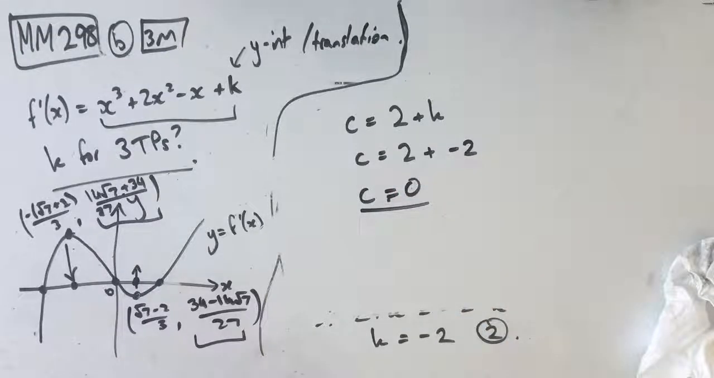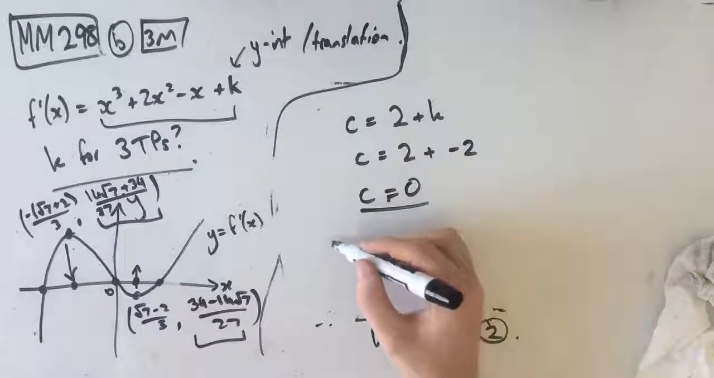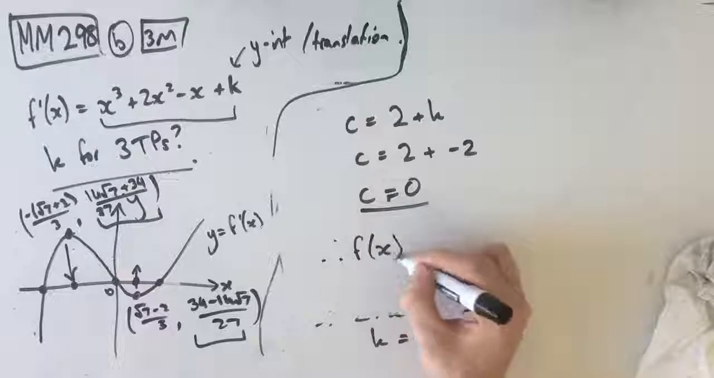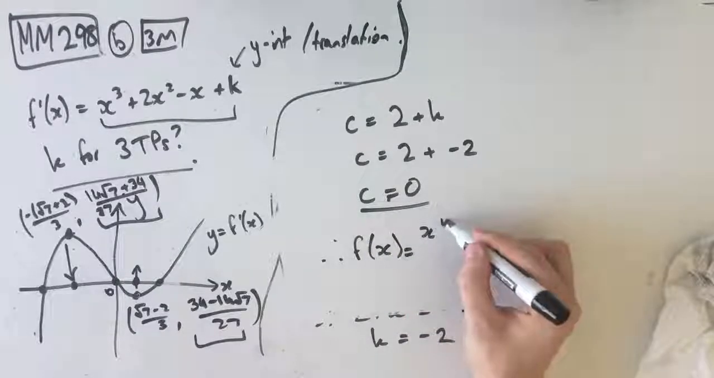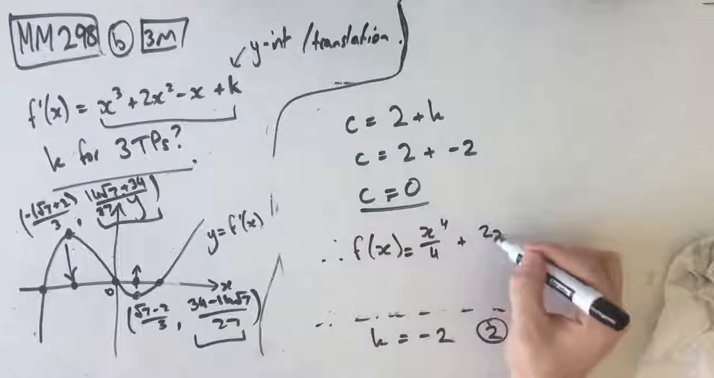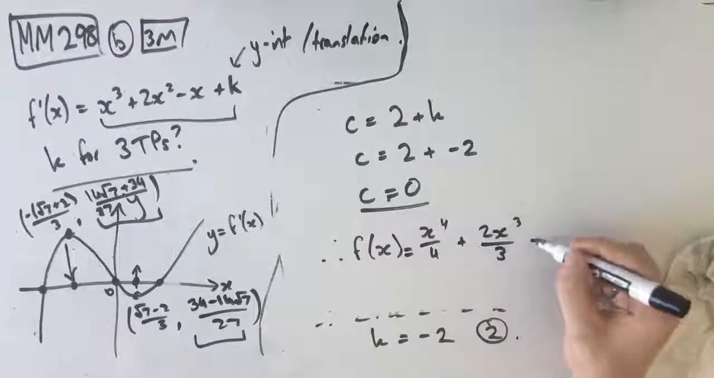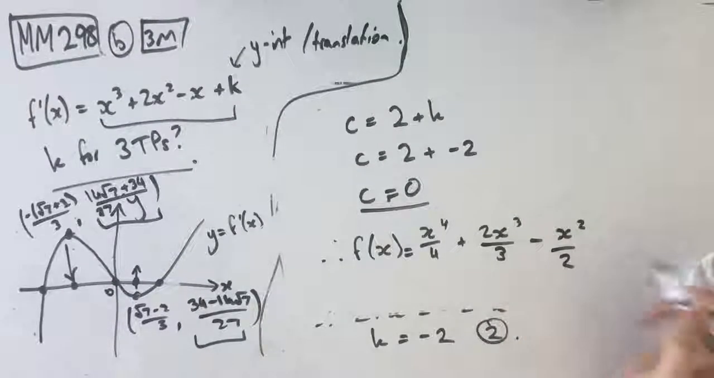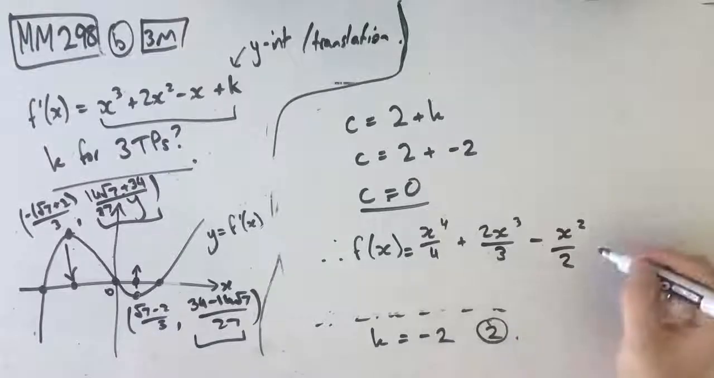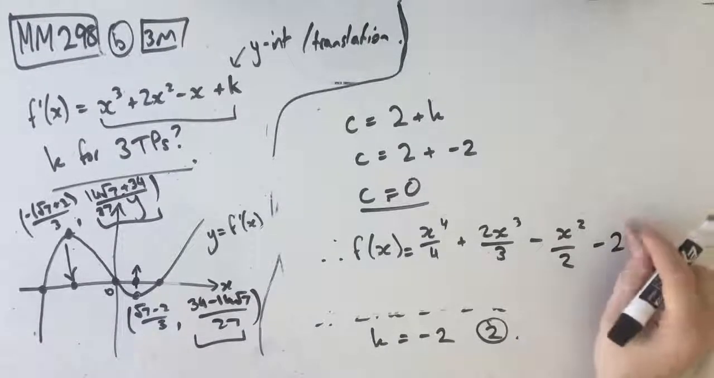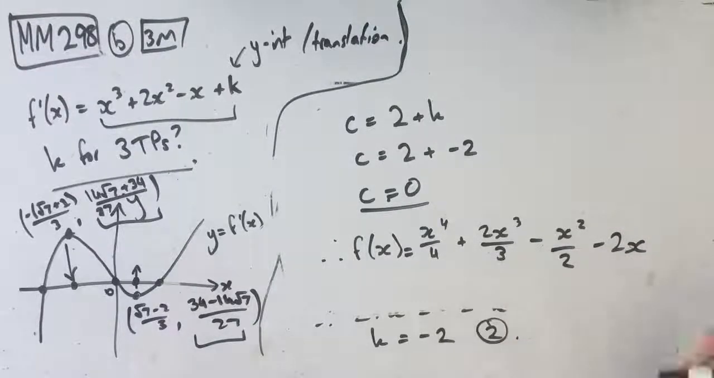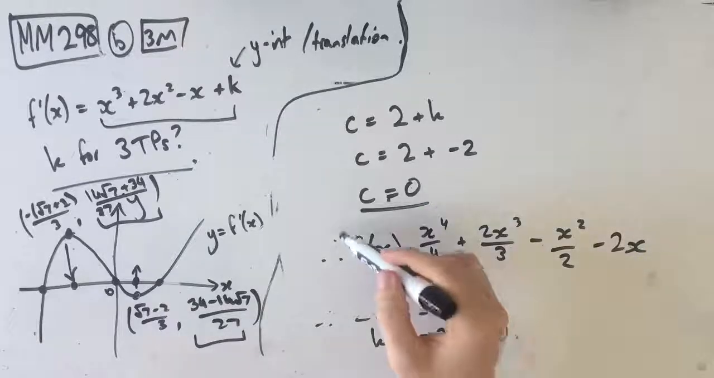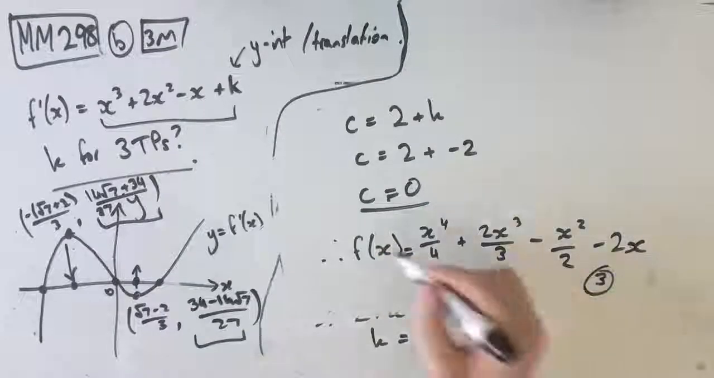okay? Sweet. And then from here, we then say, therefore, f of x is equal to x to the power of 4 over 4 plus 2x cubed over 3, take x squared over 2 plus kx, so take away 2x. And our c value was 0, so we have nothing on the end here. This is our third and final mark for this question.